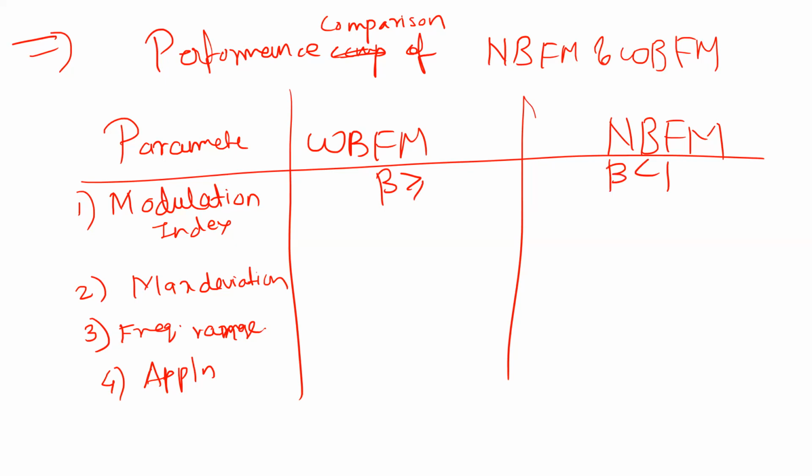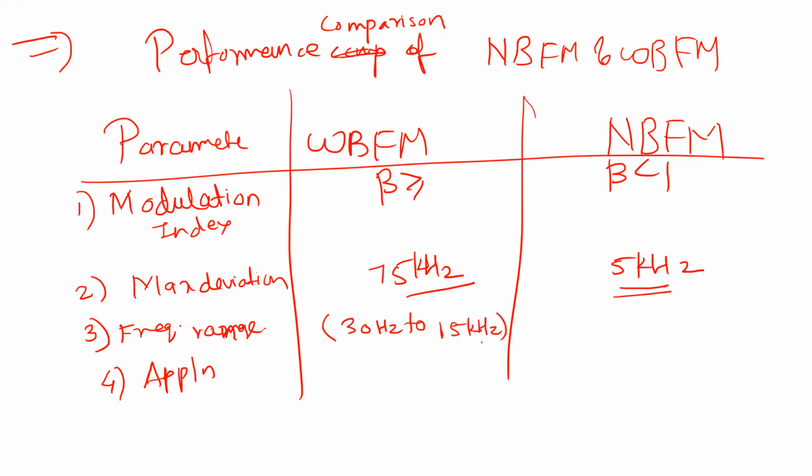I'm writing down the maximum deviation now. The maximum deviation theoretical value for a wide bandpass FM is 75 kilohertz, and here it is around 5 kilohertz. What maximum deviation? Second part is. Since it is a wide bandpass FM, the maximum deviation will be more. Oh, okay. Yes, wideband will be more. Yes, absolutely. And frequency range.